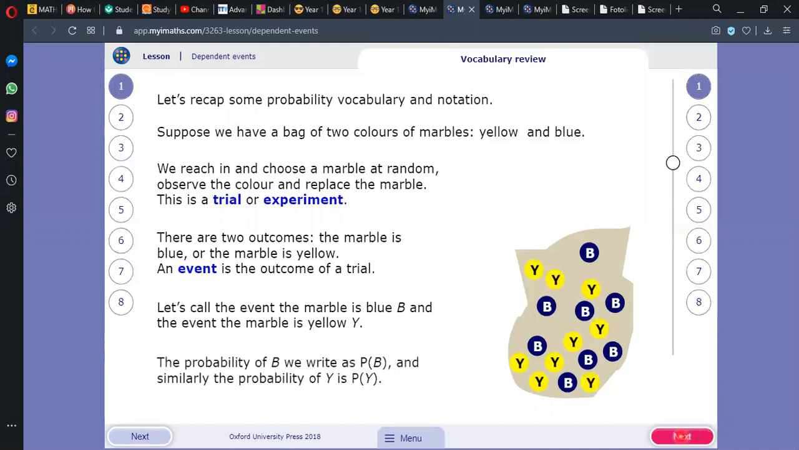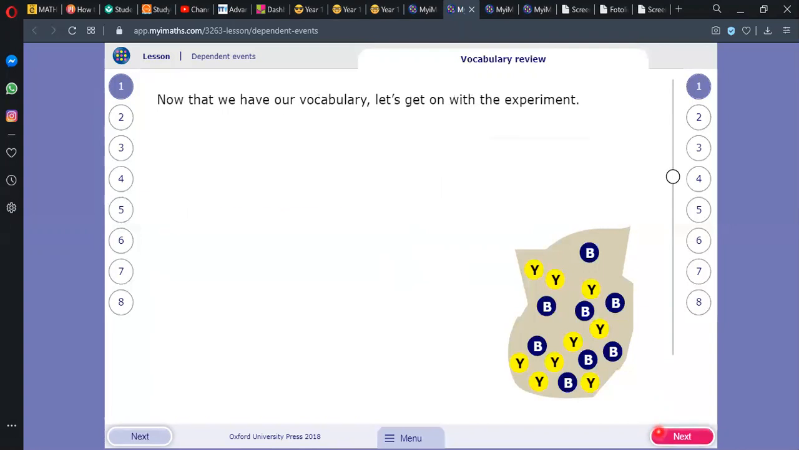So are you getting that now? We call the event marble is blue B, and we call the event marble is yellow Y. So the probability of B, we write as P(B), remember that? And similarly, the probability of Y, we write as P(Y). I'm sure we all remember that by now. Now that we have our vocabulary, let's go on with the experiment.